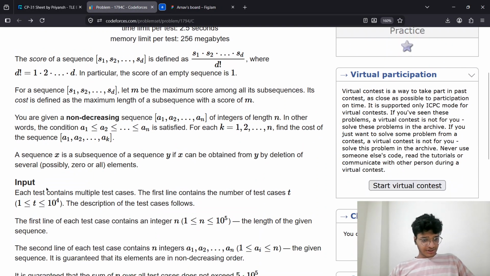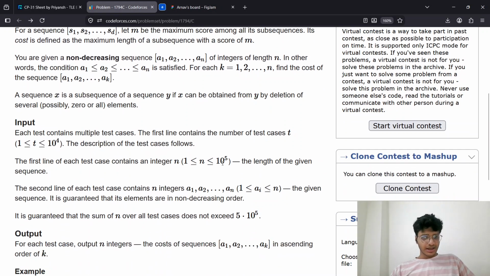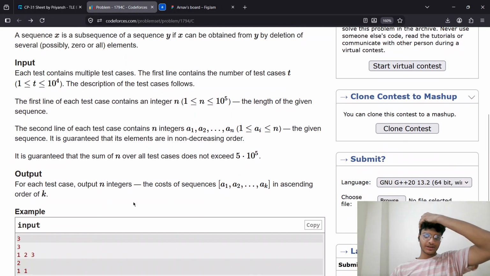So let's read the input. We have some test cases, up to 10 to the power 4. For each we have n, the length of the sequence, and the elements inside the array are in non-decreasing order, with values up to 5 times 10 to the power 5. The output will be the cost of the sequences. We have to find it for each prefix, that is k from the starting index: 1, 2, 3.